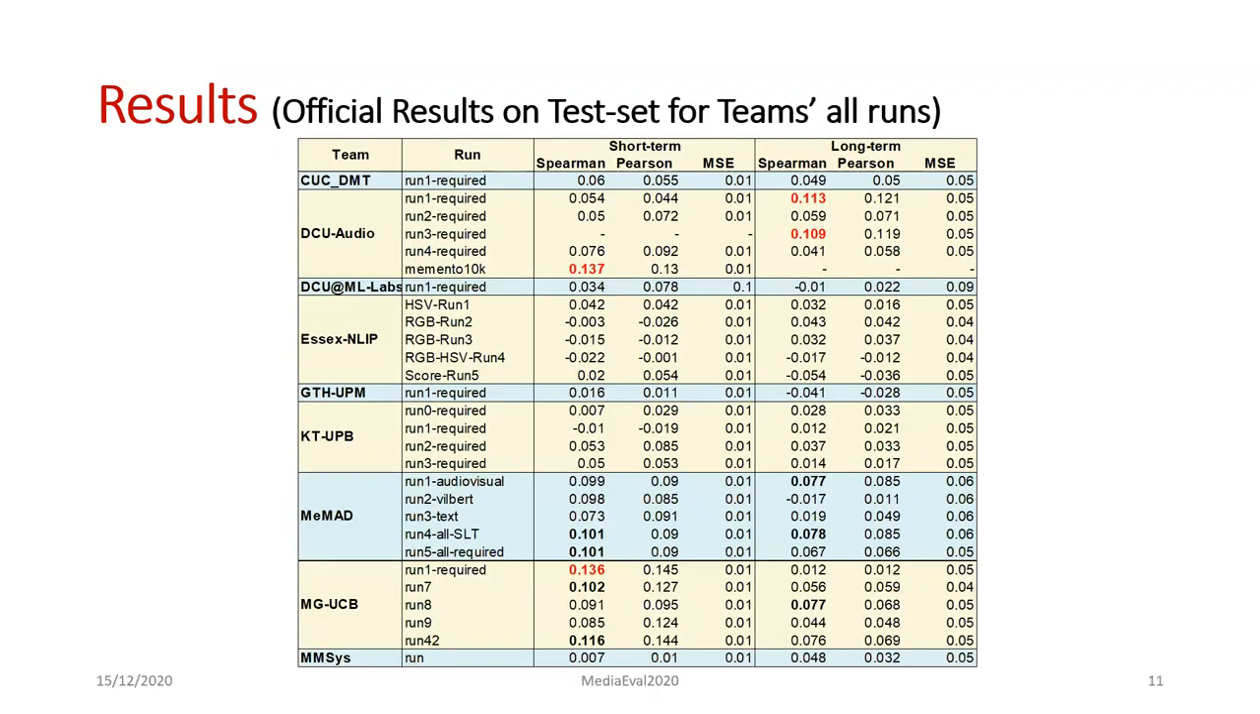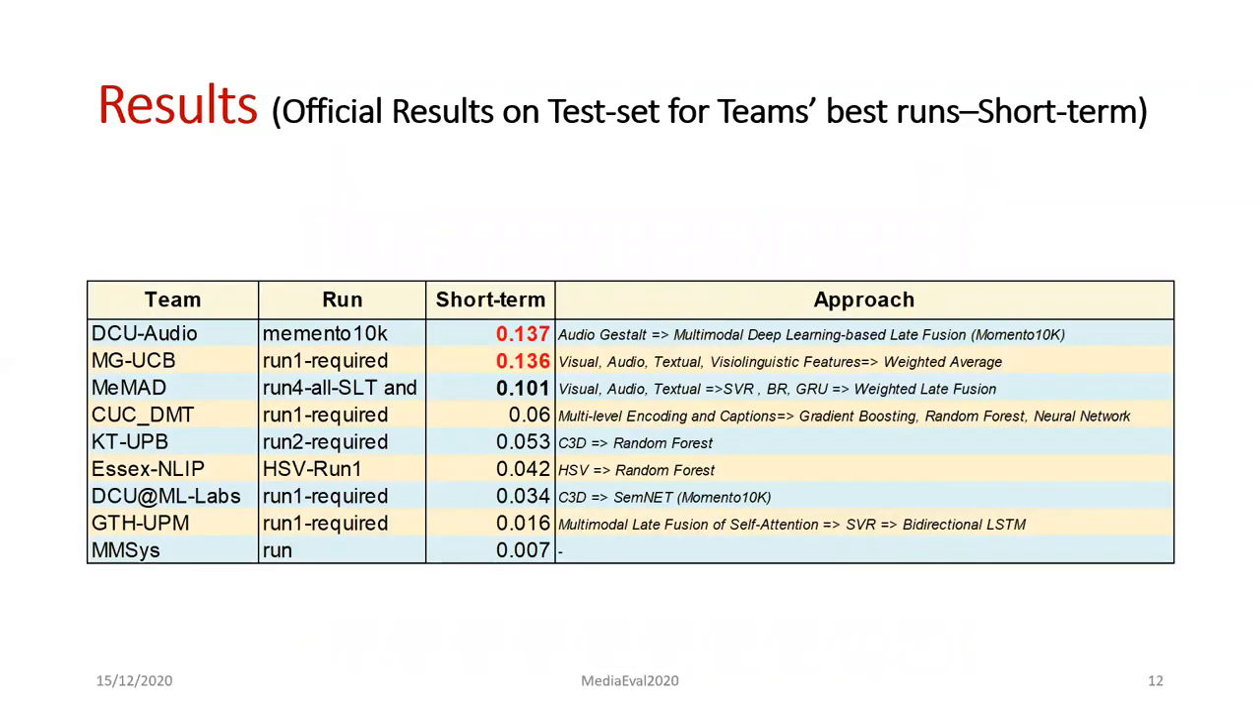This table summarizes official results on the test set for all submissions. We highlighted the highest scores in red and bold black. Official results on the test set for the teams' best runs are also presented in this table with the approach used.